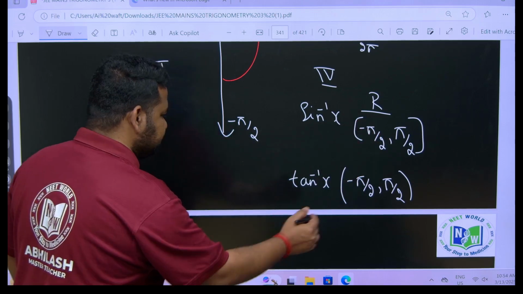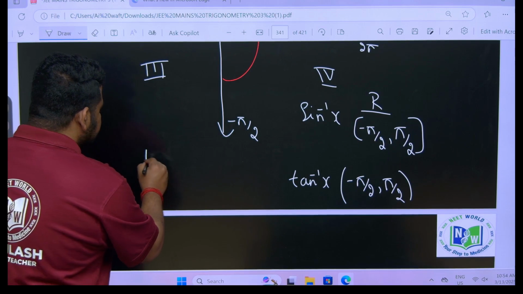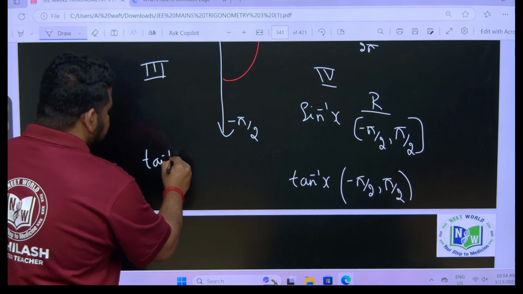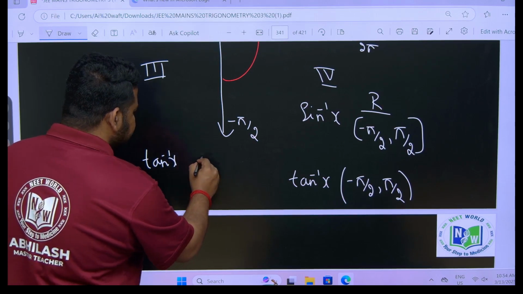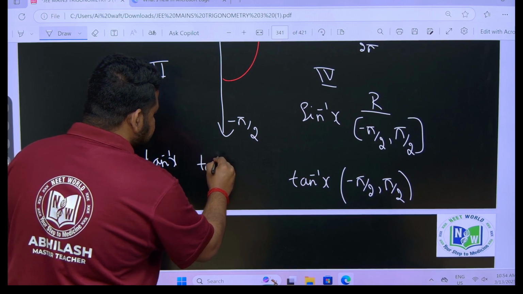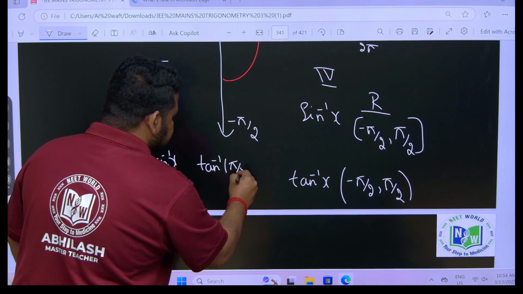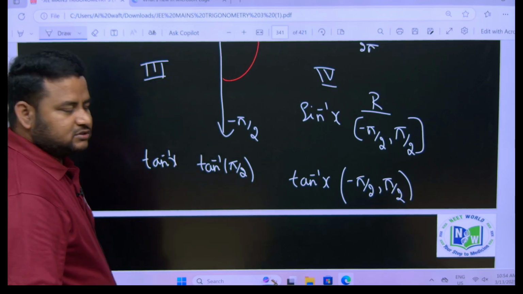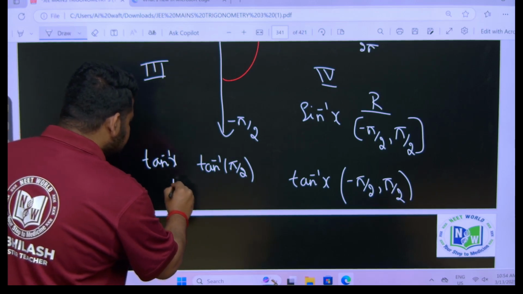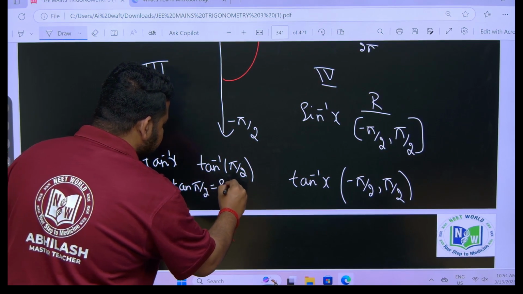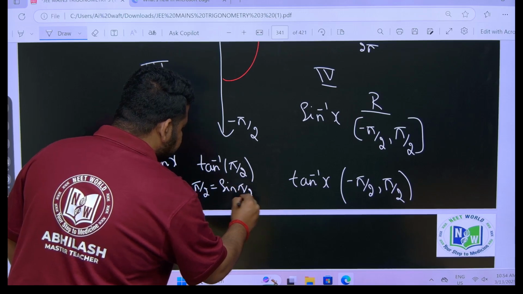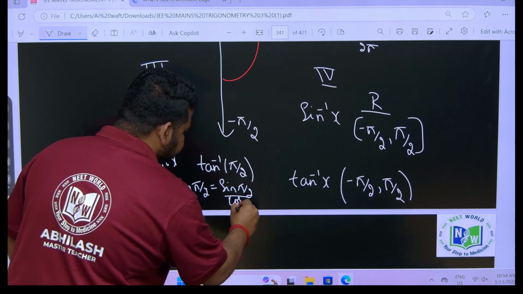Why? See, suppose I take tan inverse of x where x is equal to pi by 2. Suppose I take tan pi by 2. Tan pi by 2 is what? Sin pi by 2 divided by cos pi by 2. Correct now?